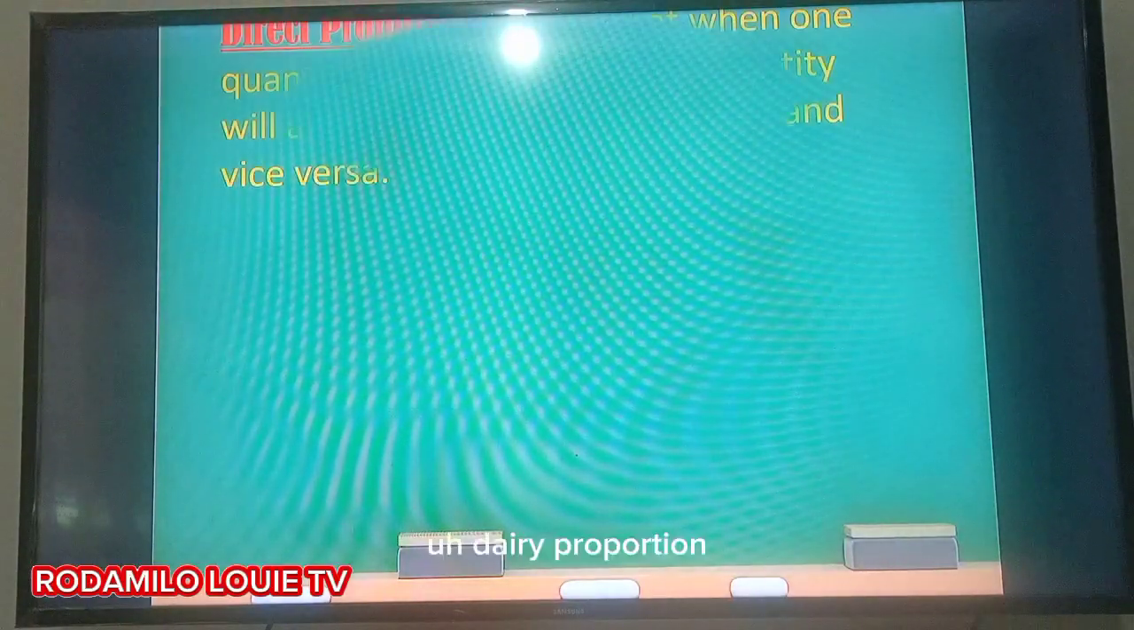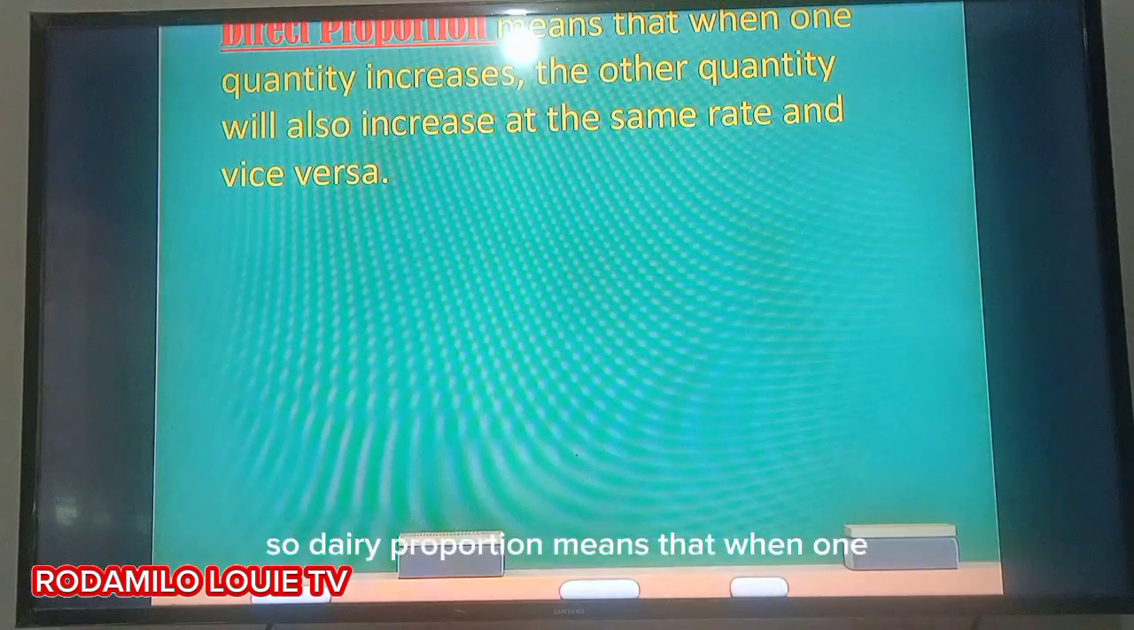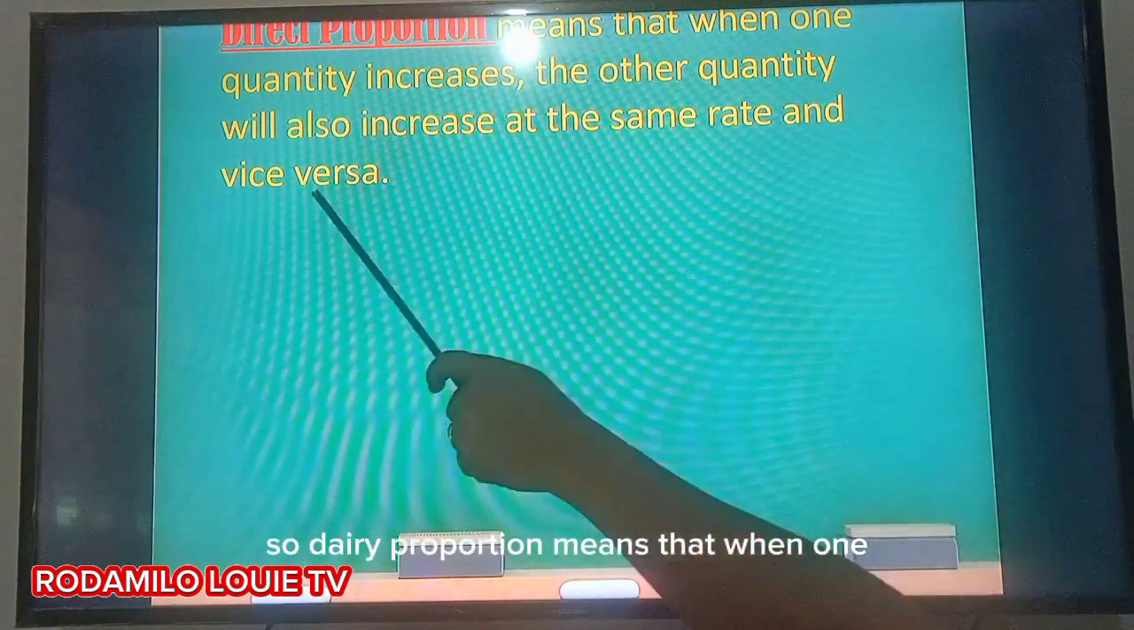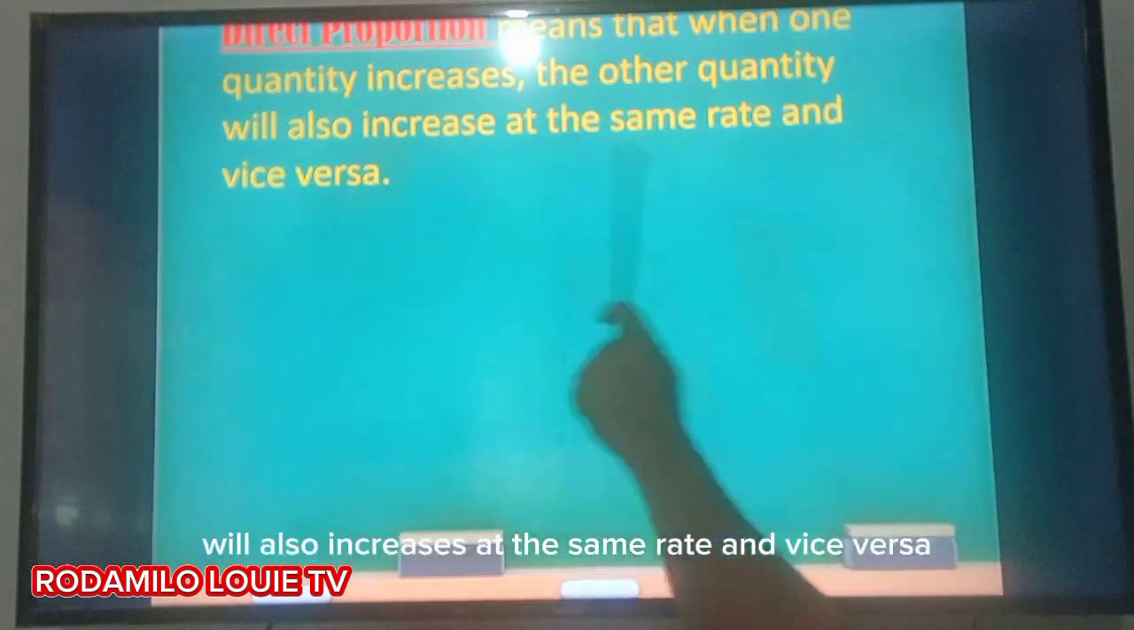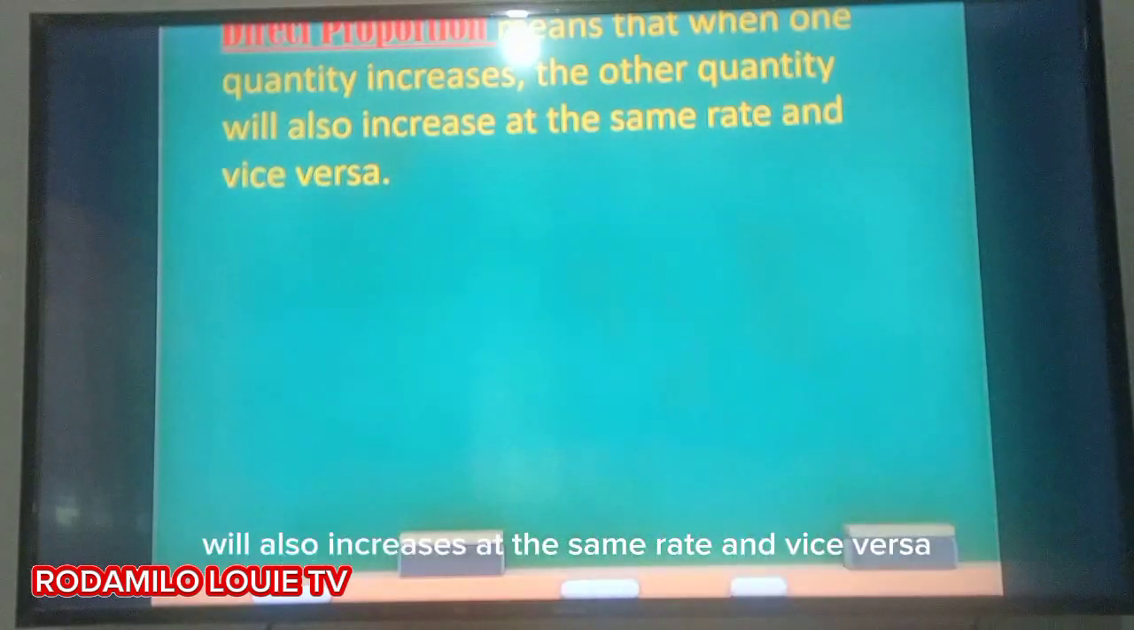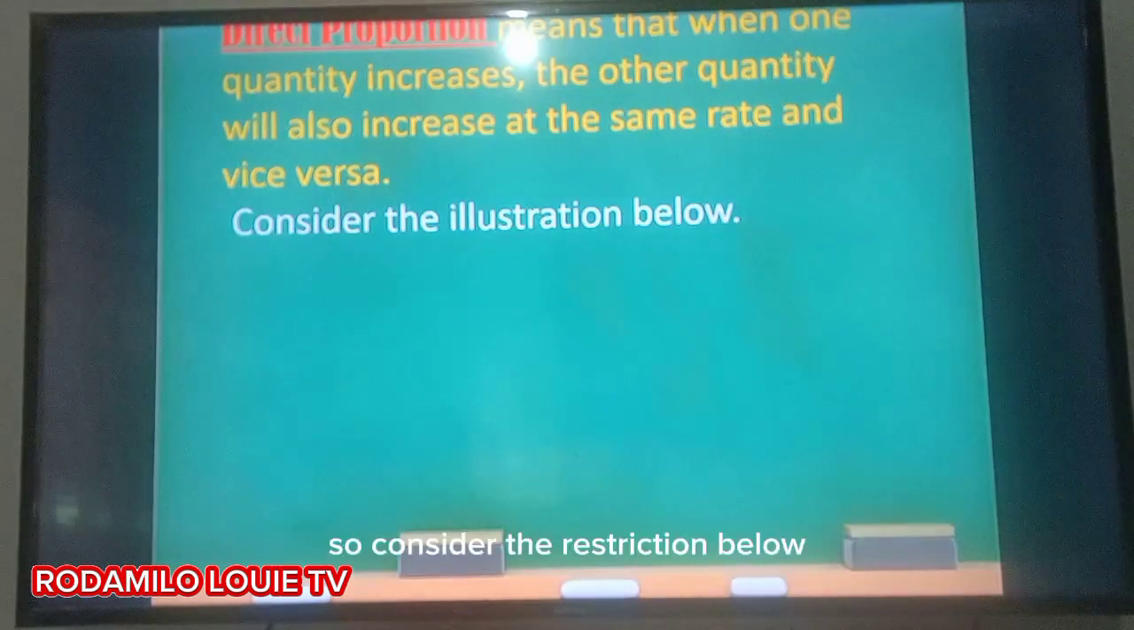Okay, what is direct proportion? Direct proportion means that when one quantity increases, the other quantity will also increase at the same rate, and vice versa. So consider the illustration below.